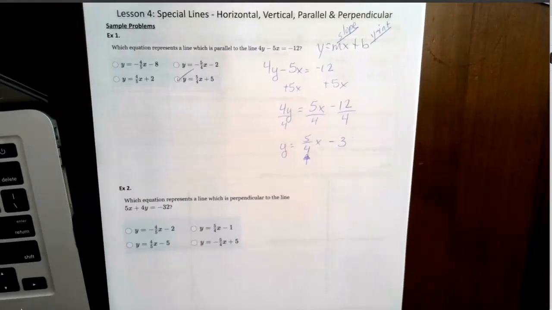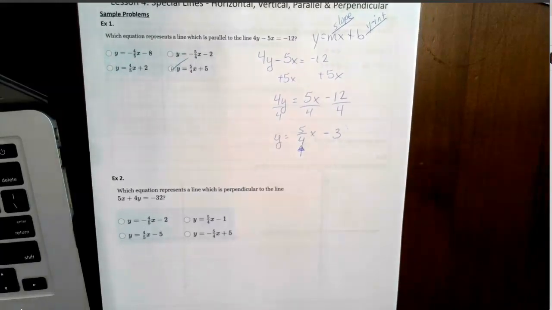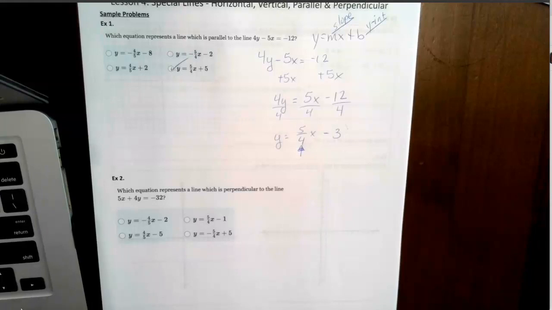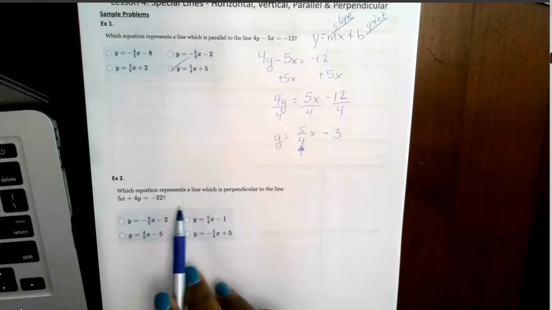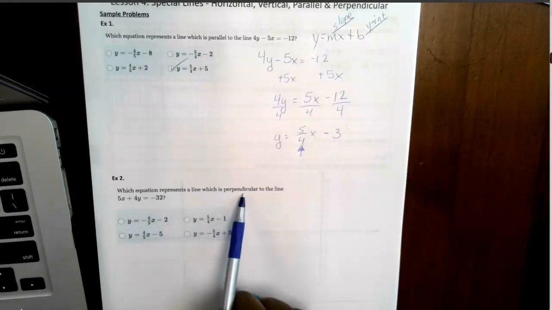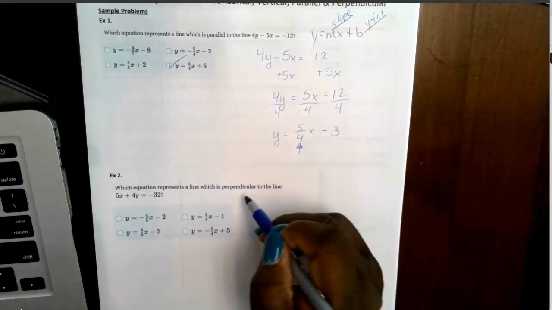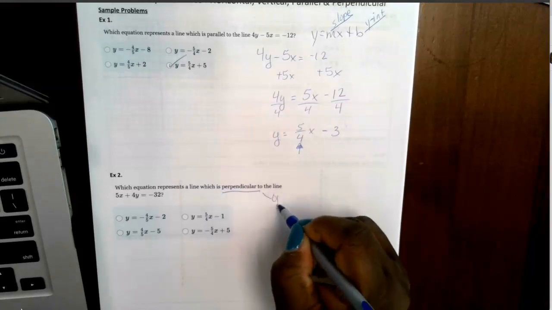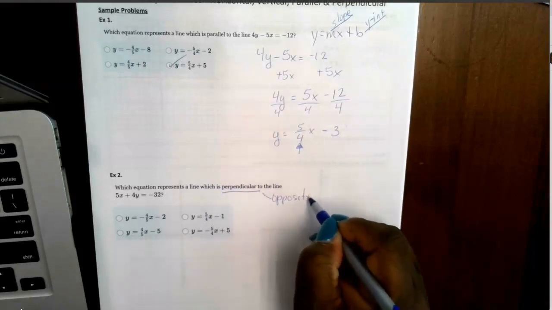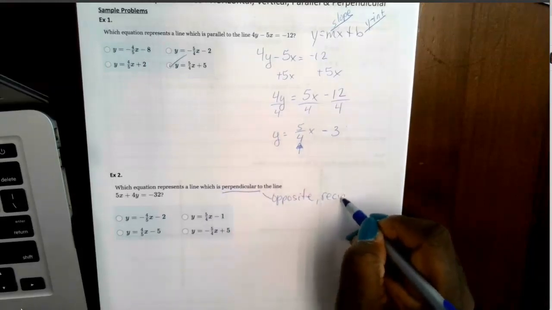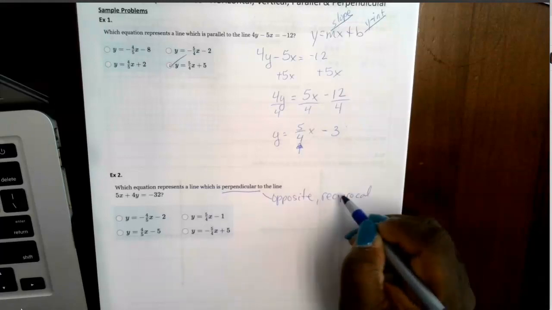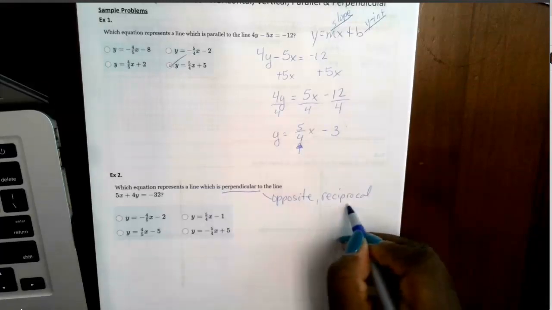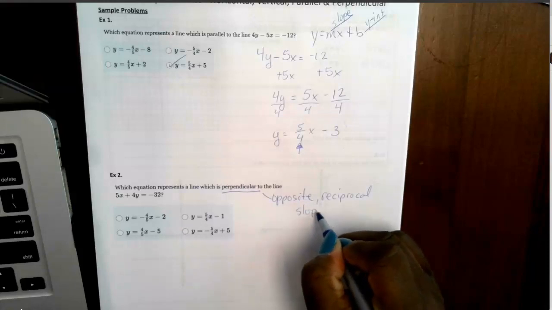Now I want you to take the time to do examples 2 and 3. And then feel free to check in with your teacher to make sure you are doing it correctly. Example 2 asks for the perpendicular. So this one, the keyword perpendicular, means opposite reciprocal. And what are we doing the opposite reciprocal of? We're doing the opposite reciprocal of the slope.